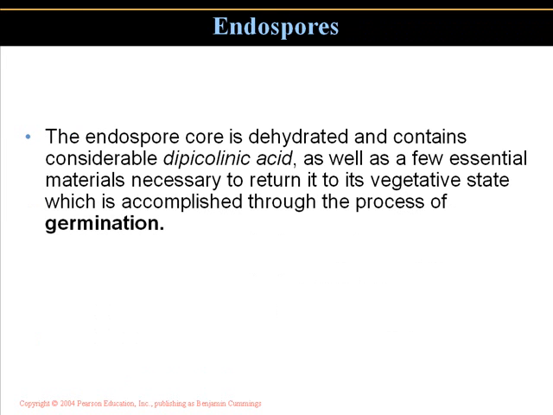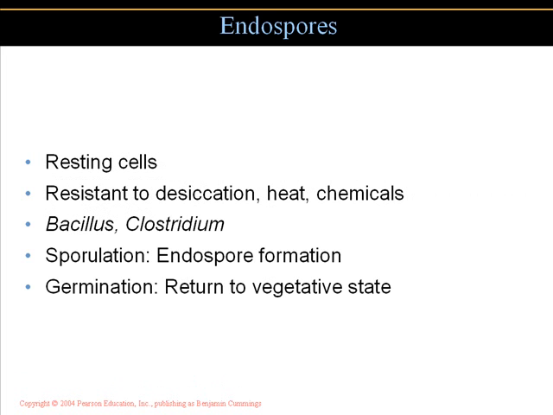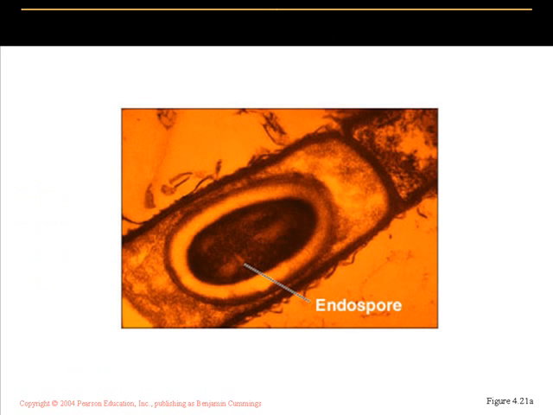The endospore core is dehydrated and contains considerable dipicolinic acid, as well as a few essential materials necessary to return it to a vegetative state, which is accomplished through a process called germination. Resting cells resistant to desiccation, heat, and chemicals: Bacillus, Clostridium, sporulation, endospore formation, germination, the return to a vegetative state. This is a picture of an endospore.